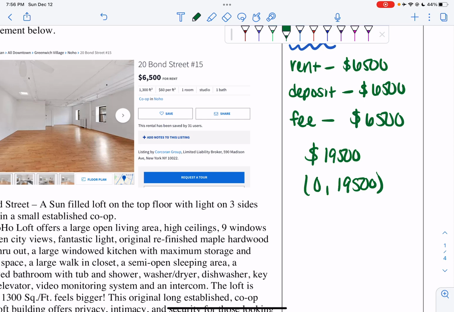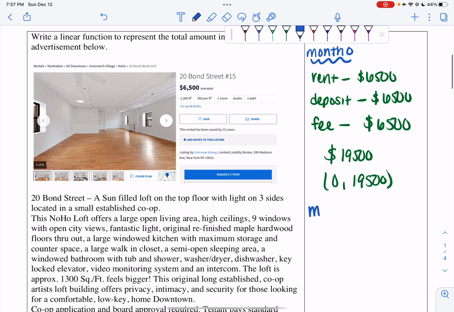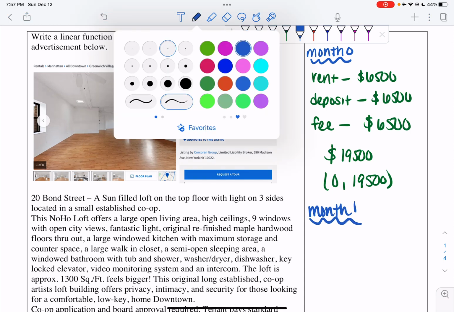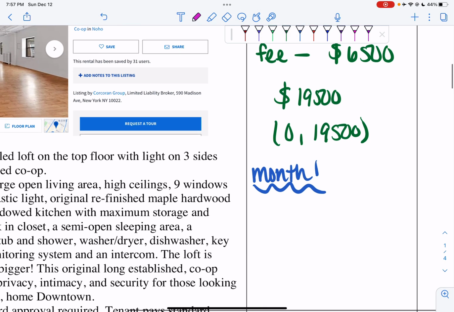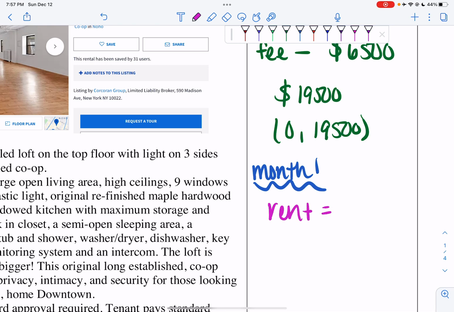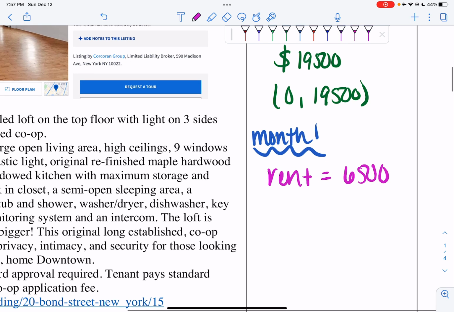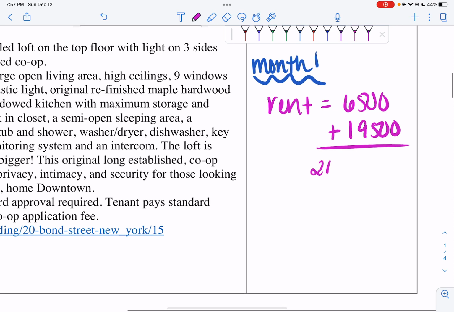Now we need to look at what happens at month 1. So at month 1, I'm just paying an additional $6,500 because I'm only paying my rent. So I do 19,500 plus 6,500, which means I will have paid $26,000 after 1 month. So I can write this as an ordered pair as (1, 26,000).